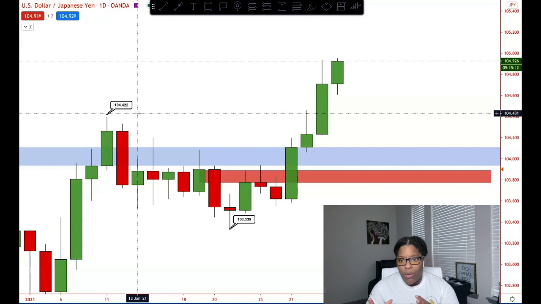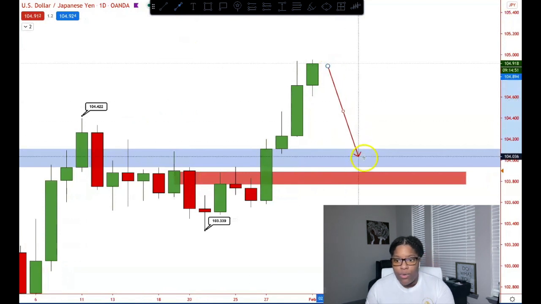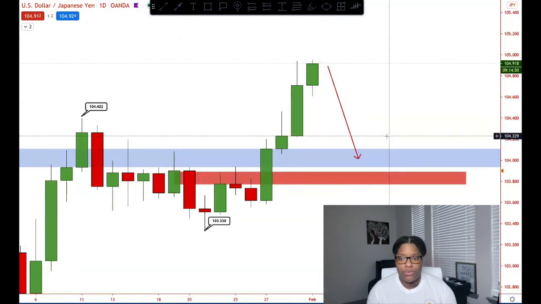So what does that mean for us? That means that we don't really want to become the sellers overall. Right now, we want to become the buyers, but we don't want to buy now because we don't want to buy too high. If price pulls back, if price retraces, we want to buy at a better price. So the way we're going to set this up is we're going to wait for a pullback.